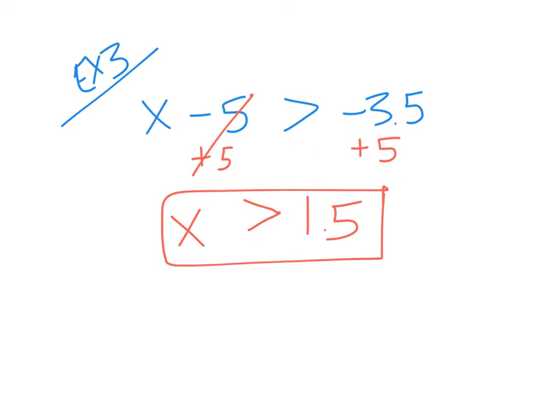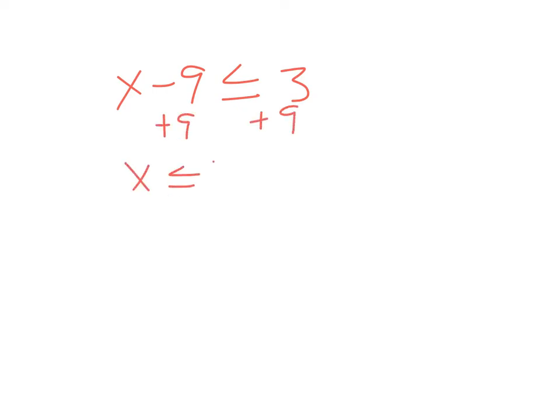Okay, I'm going to do a couple more of these just for practice. So if you want to put them in your journals, you can. They're down there in number 4, 5, and 6. So it's up to you. X minus 9 is less than or equal to 3. How do I get x by itself? Add 9. So I get x is less than or equal to what? 12. Very good.